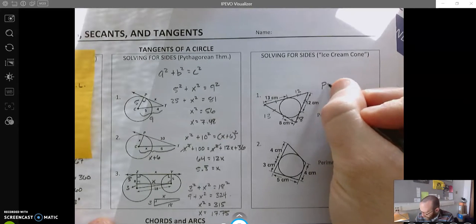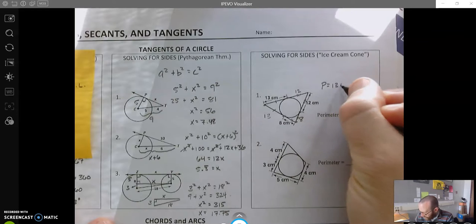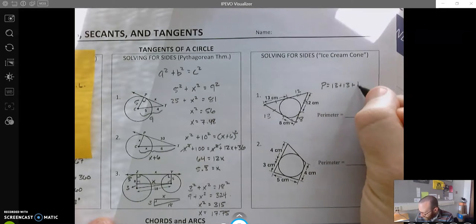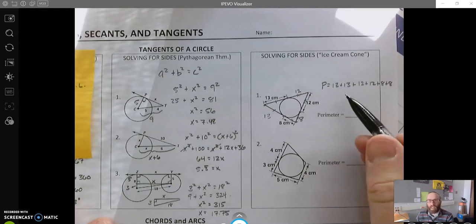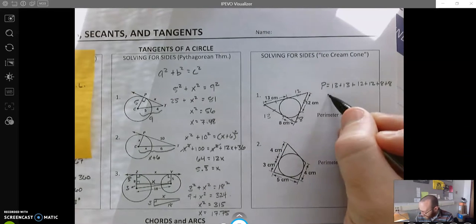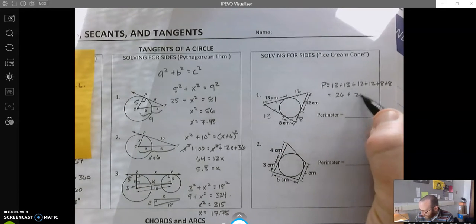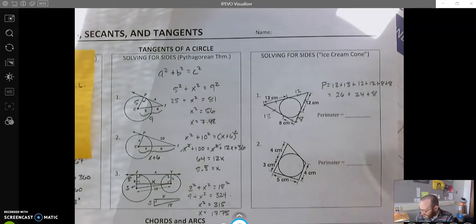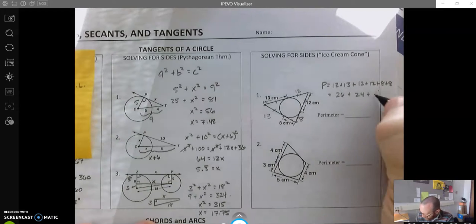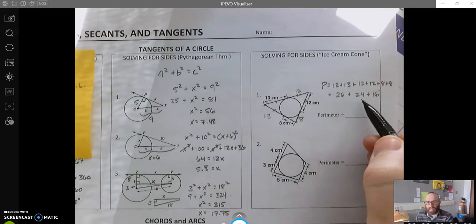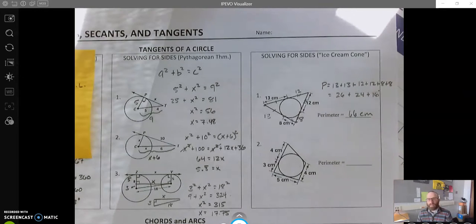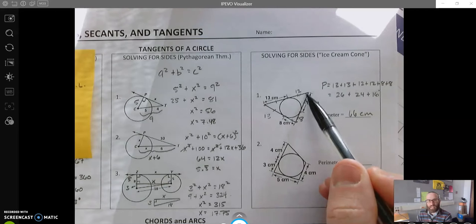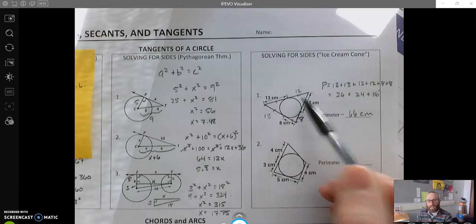If I want to find perimeter, I've got 13 plus 13 plus 12 plus 12 plus 8 plus 8. I know I ran out of room in the box there. That's all right. The 13s add up to 26. The 12s add up to 24. And the 8s add up to 16. I believe 50 plus 16 is 66 centimeters. Hopefully, most of the time, that's a pretty straightforward process. Again, when two tangents leave from a point, the tangents are congruent.